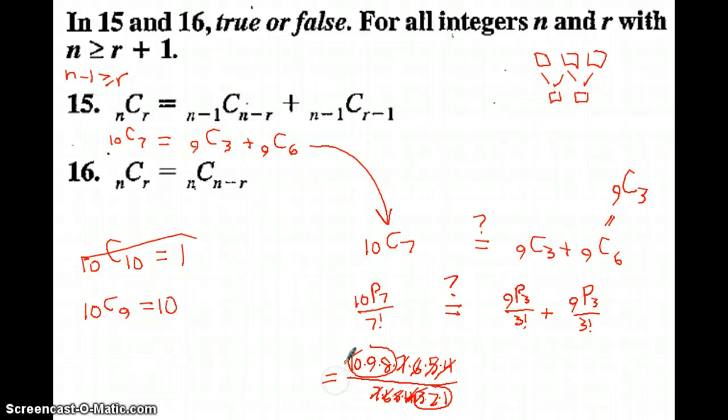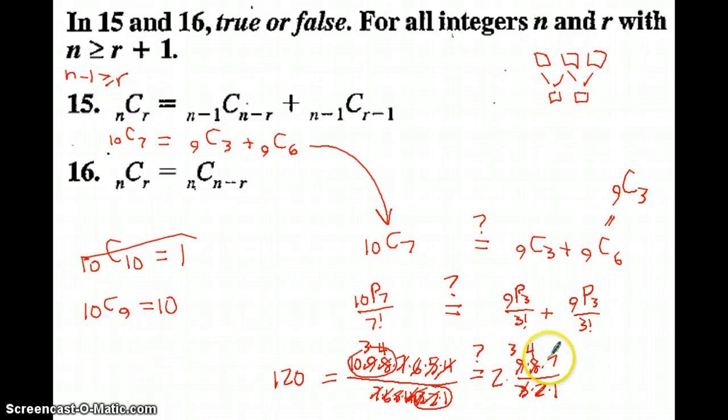The 3 cancels with one of these. The 2 cancels with one of these. I really have 120. And on this side, still trying to find out, is that equal to 2 times this, because I have 2 of these, 9 for 3 over 3, 2, 1, which is cancel that. I got 3. It sounds familiar, doesn't it? Cancel that. I got 4.